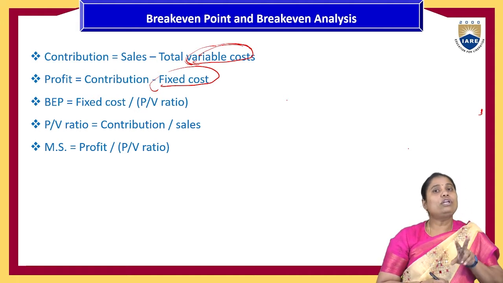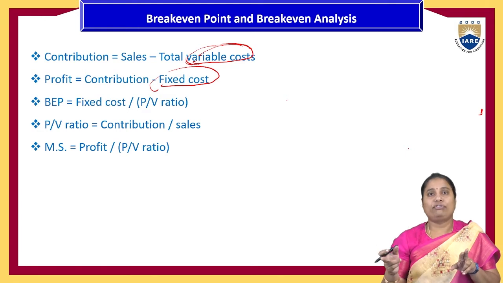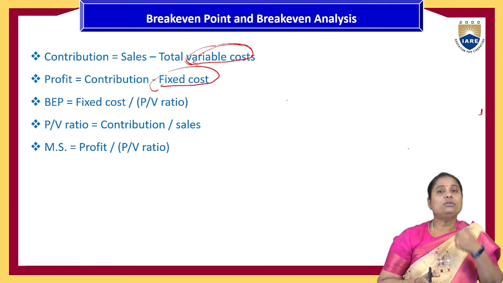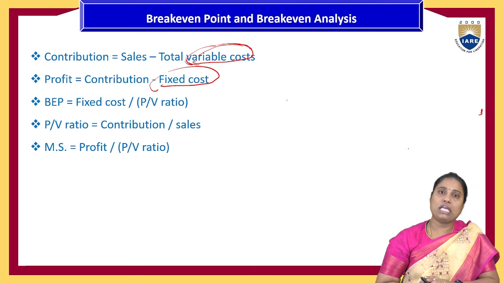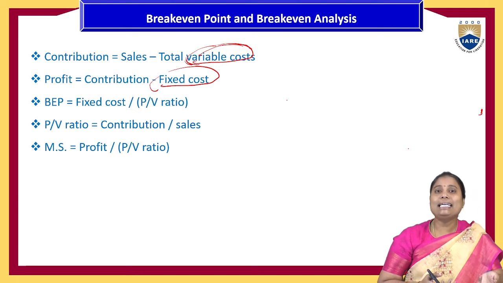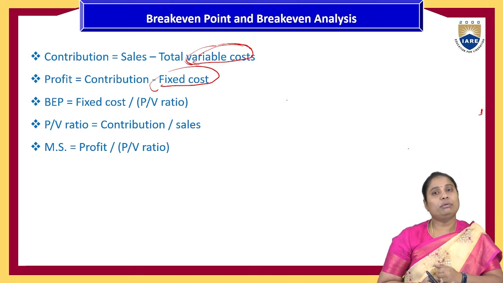And if 2 kilos of raw material are used for the production of a product, then to produce 2 products they have to use 4 kilos. If they are producing 10 products, 10 into 2, they have to use 20 kilos of material. Again, that material cost is called a variable cost.